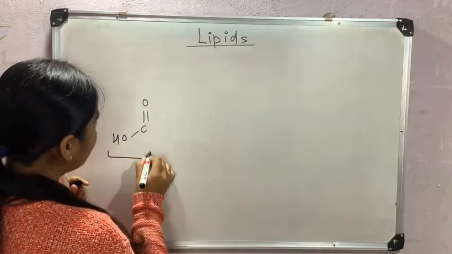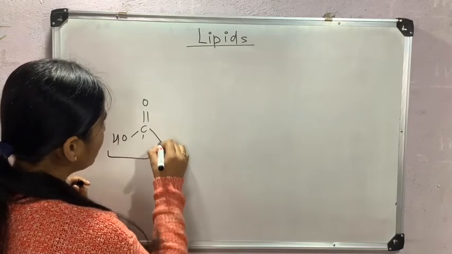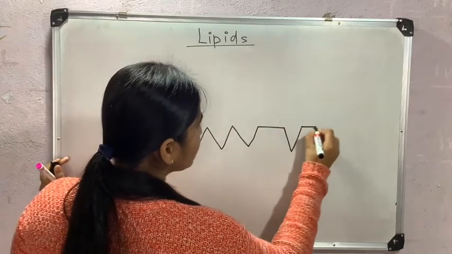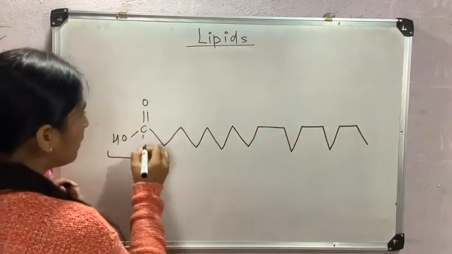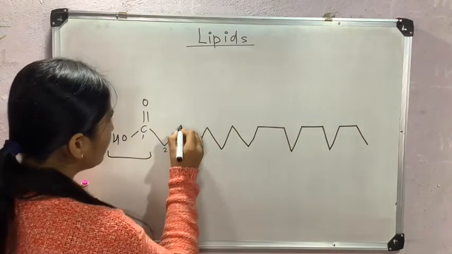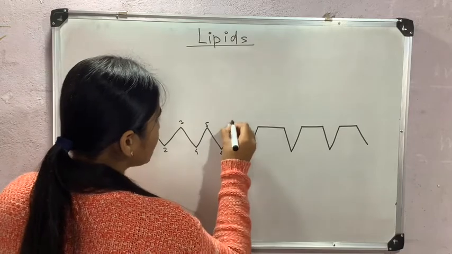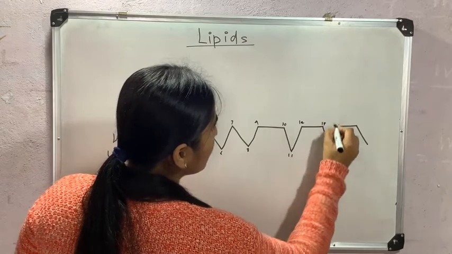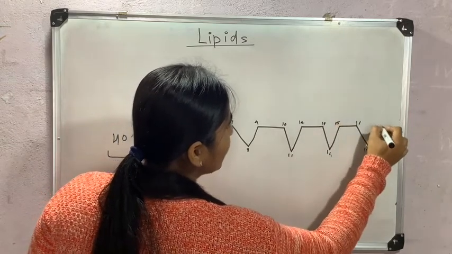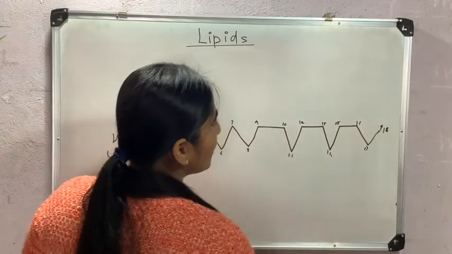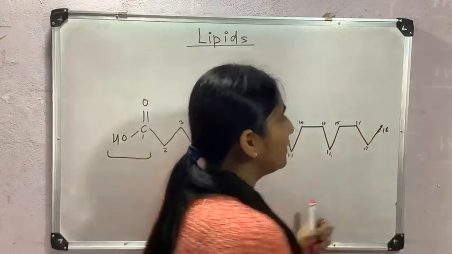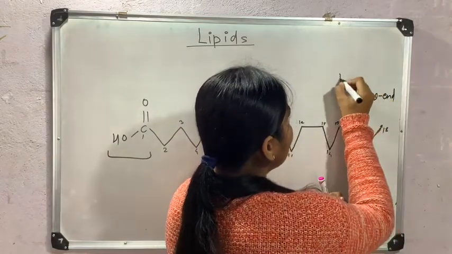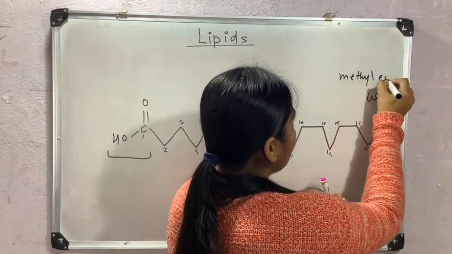This is the carboxylic end. This is carbon number 1, 2, 3, 4, 5, 6, 7, 8, and 9, 10, 11, 12, 13, 14, 15, 16, 17 and 18. This is carbon number 18, and this end, which is the methyl end, is known as the omega end. This is the omega end or methyl end.